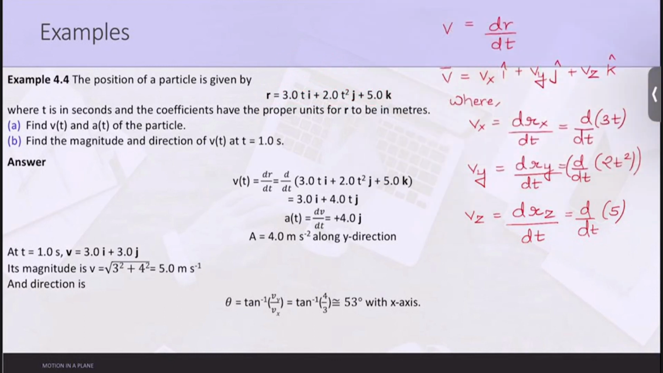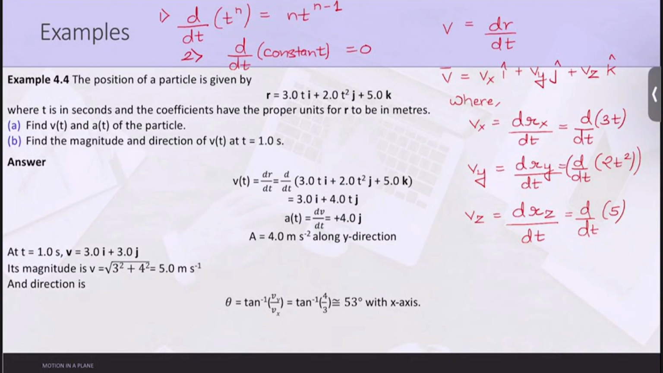So we know that d by dt of t to the power n is nothing but equal to n into t to the power n minus 1. Similarly, d by dt of a constant is nothing but equal to 0. So let us use these two rules and then find out the results.